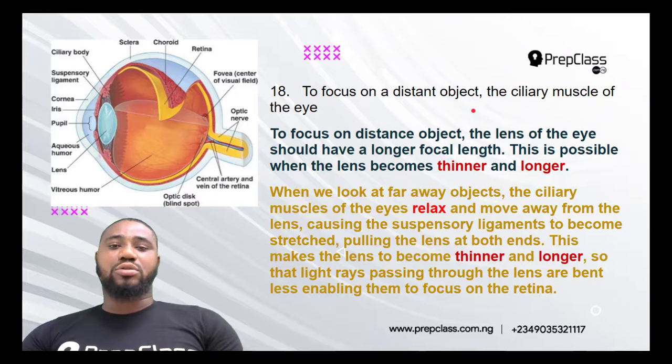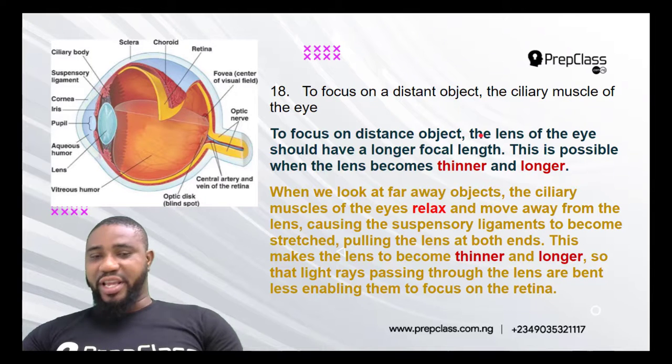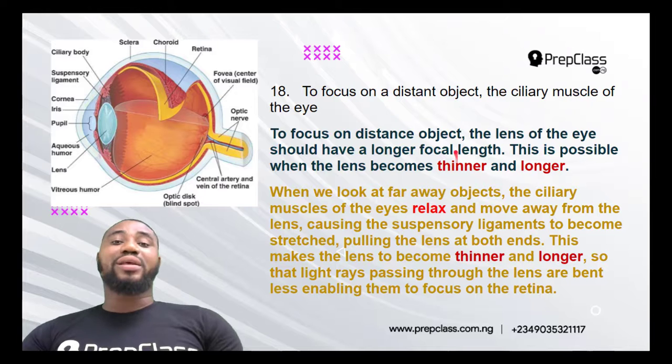So since they are asking us about distant objects, for us to see distant objects, the lens of the eye must become longer and thinner, having a higher focal length so that it will not bend light rays too much and just bring them ready to focus on the retina. So when the lens is thinner and longer, we can see distant objects more. So what will cause that? What happens to the ciliary muscle?